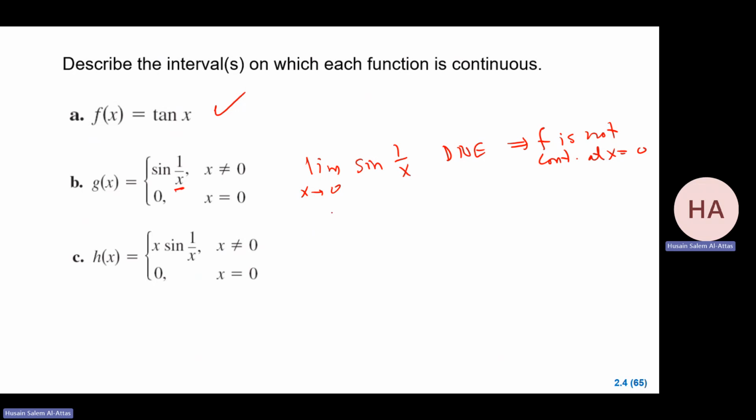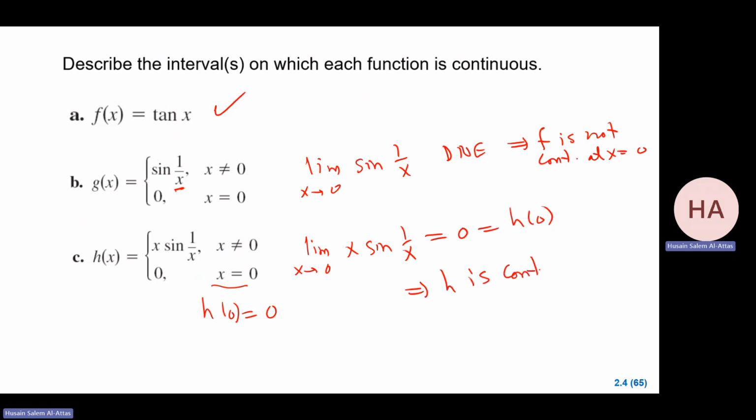What about this one? We're going to check the limit as x goes to 0 of x sine 1 over x. I can do this by squeeze theorem and get the answer 0. And if you notice, h at 0 is 0. So this is equal to h at 0. So that means h is continuous at x equals 0. That means what? H is continuous everywhere, because the other values I'm not concerned about.